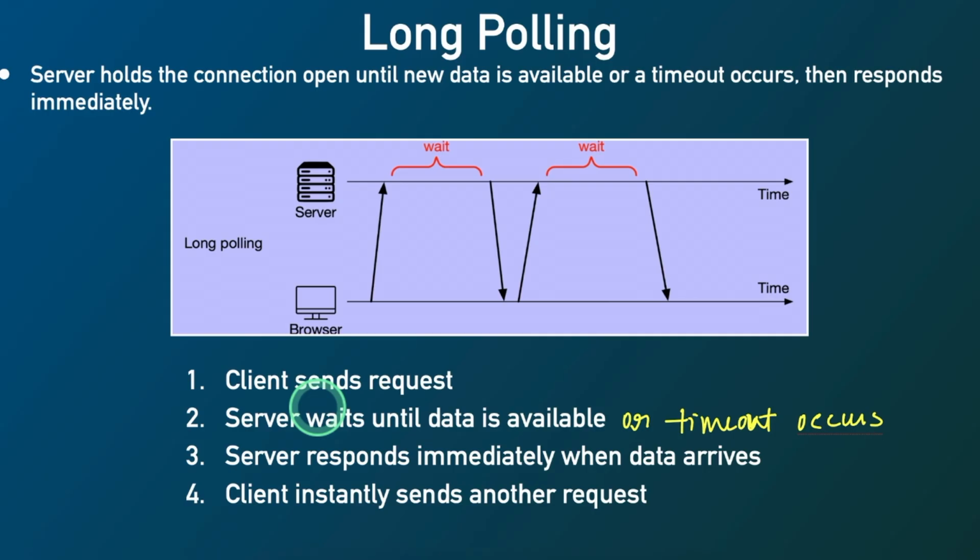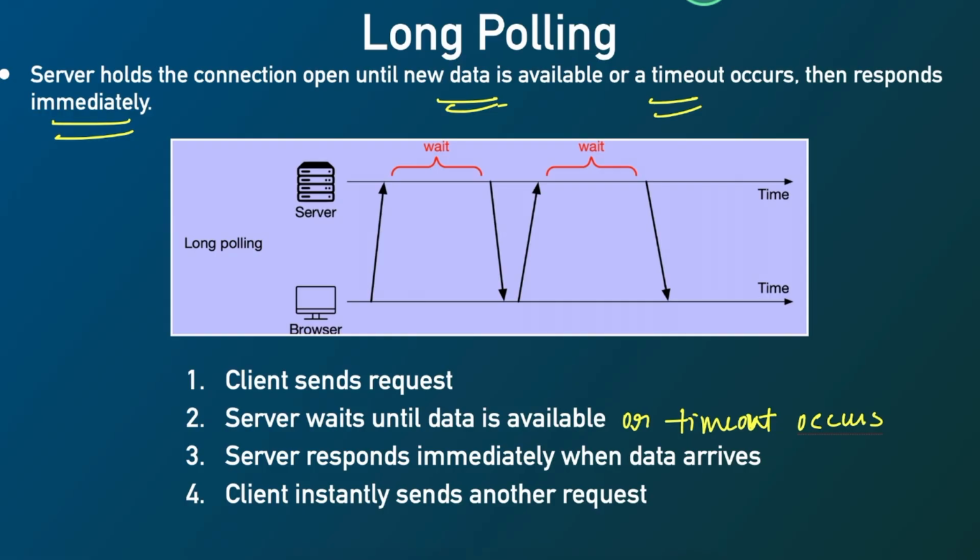In this smarter alternative, which is known as long polling, the server holds the connection open until new data is available or until a timeout occurs, and then it responds immediately. This approach tends to reduce the total number of requests that the client needs to make, right? And will help reduce the load on the server. So the process could be divided into four simple steps.